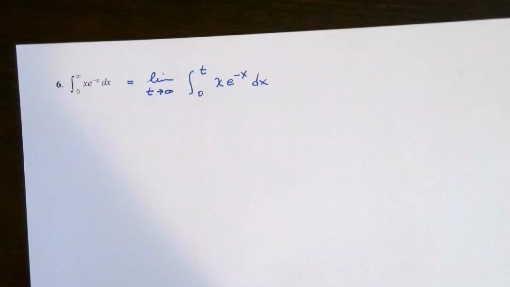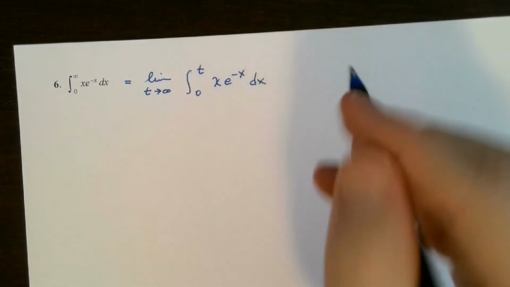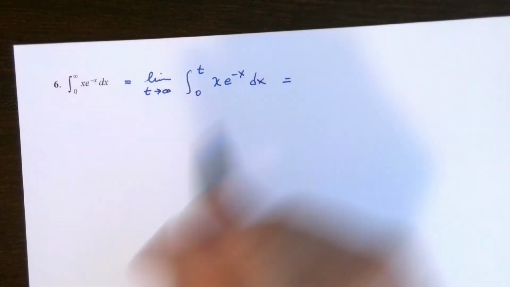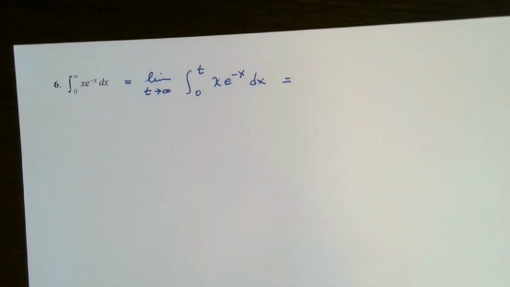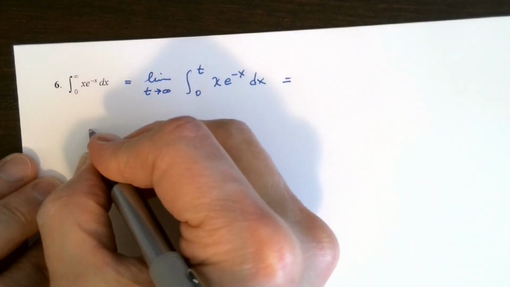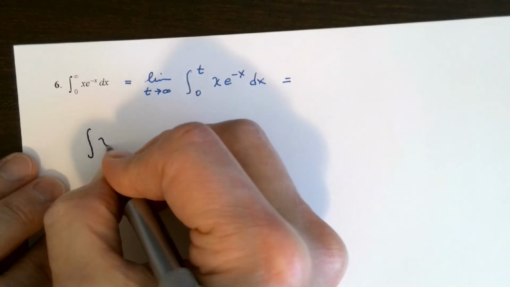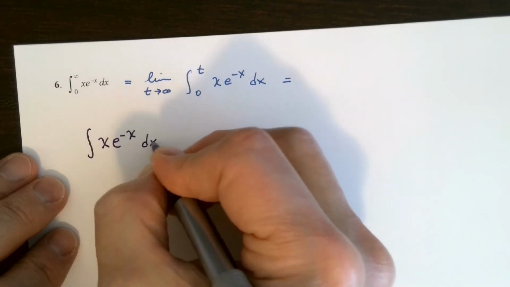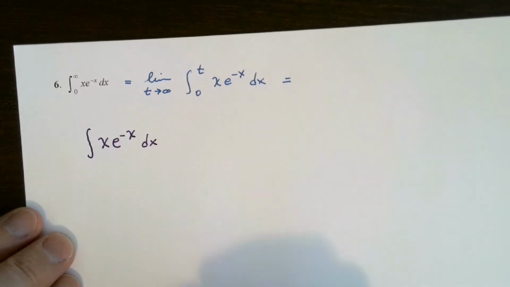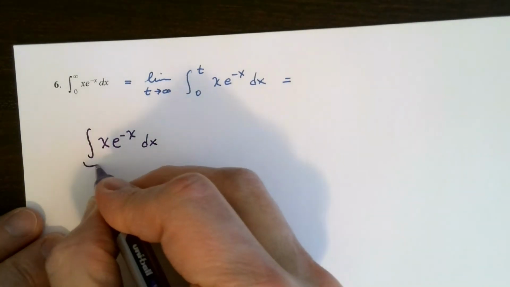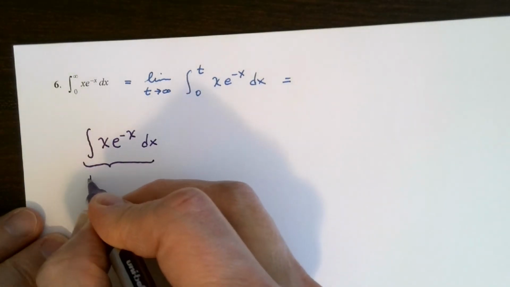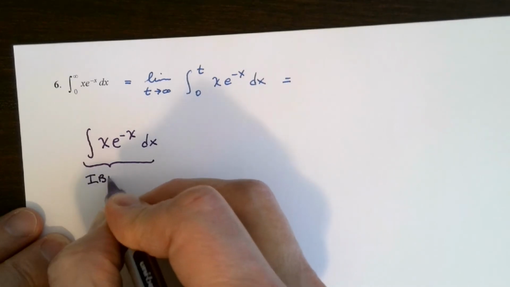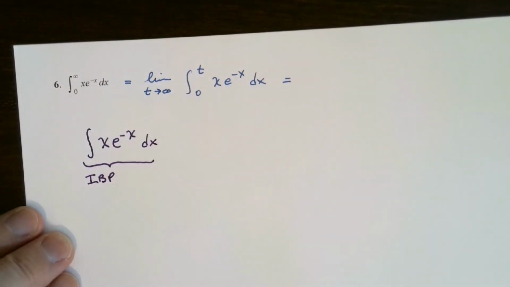Now, how am I going to do this? How am I going to find the antiderivative of x e to the negative x? I'm going to look at this just by itself because we've got a little bit of work to do. What process am I going to use? Do you remember these letters? What do they stand for? Integration by parts.